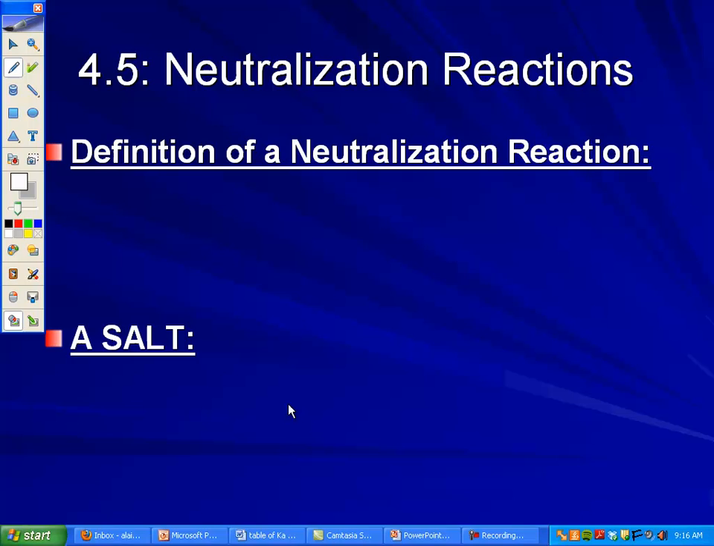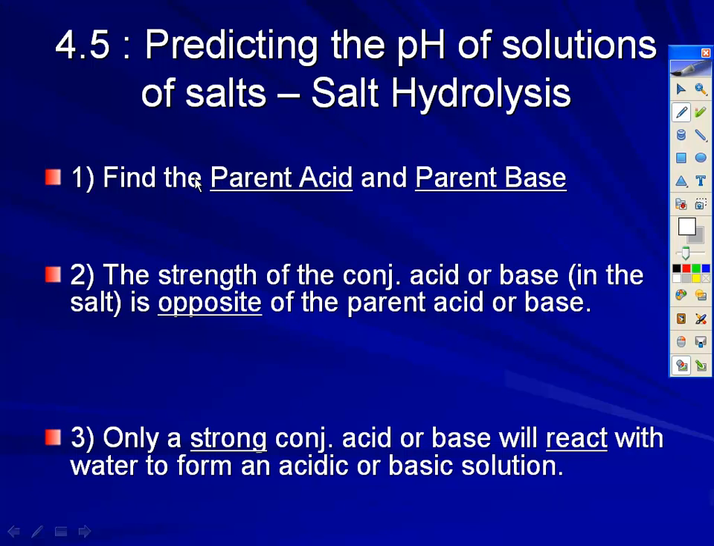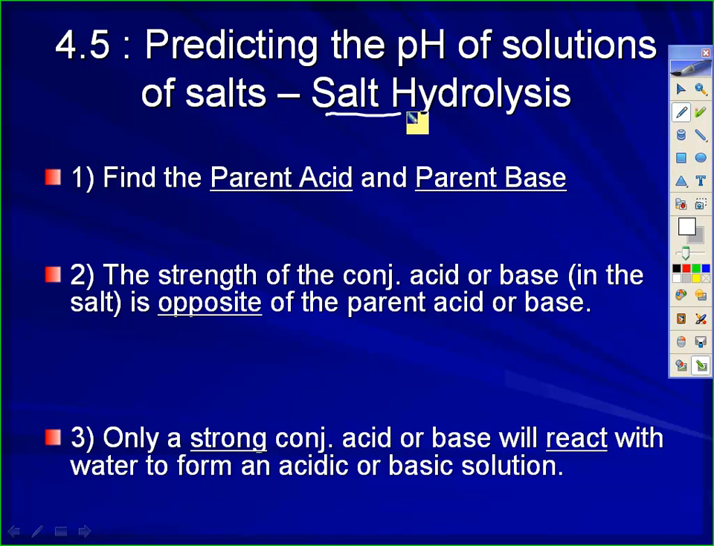Last year, for some reason, this was a very confusing thing to my advanced chemistry students. So I tried this year to give you some steps for predicting the pH of solutions of salt. And this is known as salt hydrolysis. This means hydrolysis, breaking of water. So in other words, a salt's interaction with water. So what we need to do first is to find the parent acid and the parent base of the salt.